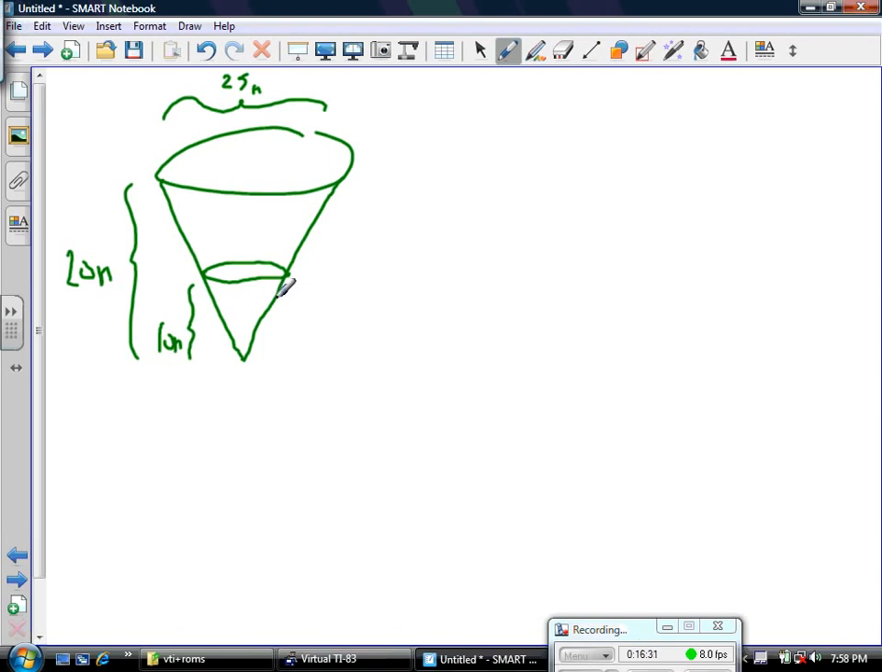Well, I can talk about volume, in cubic meters. And I can talk about density. Let me give you the density of the oil. The density of the oil is 800 kilograms per cubic meter.